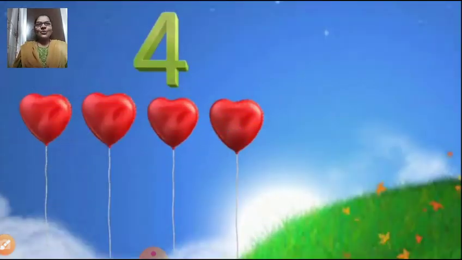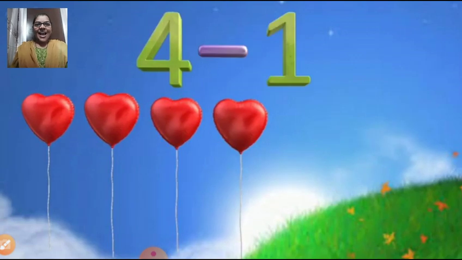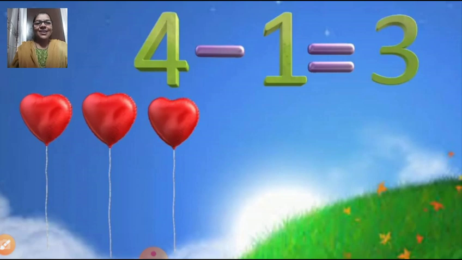Here we have 4 balloons. Okay. And I have to take away 1 from here. Then here will remain 3. 4 minus 1 is equal to 3.